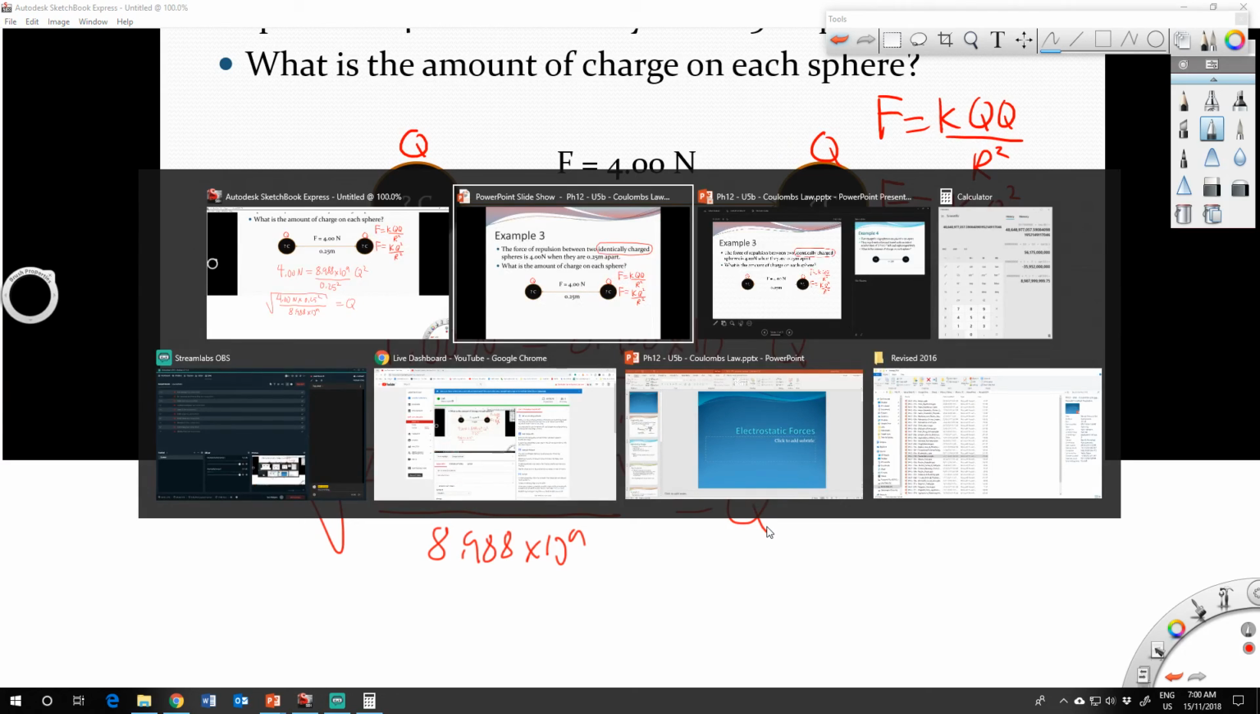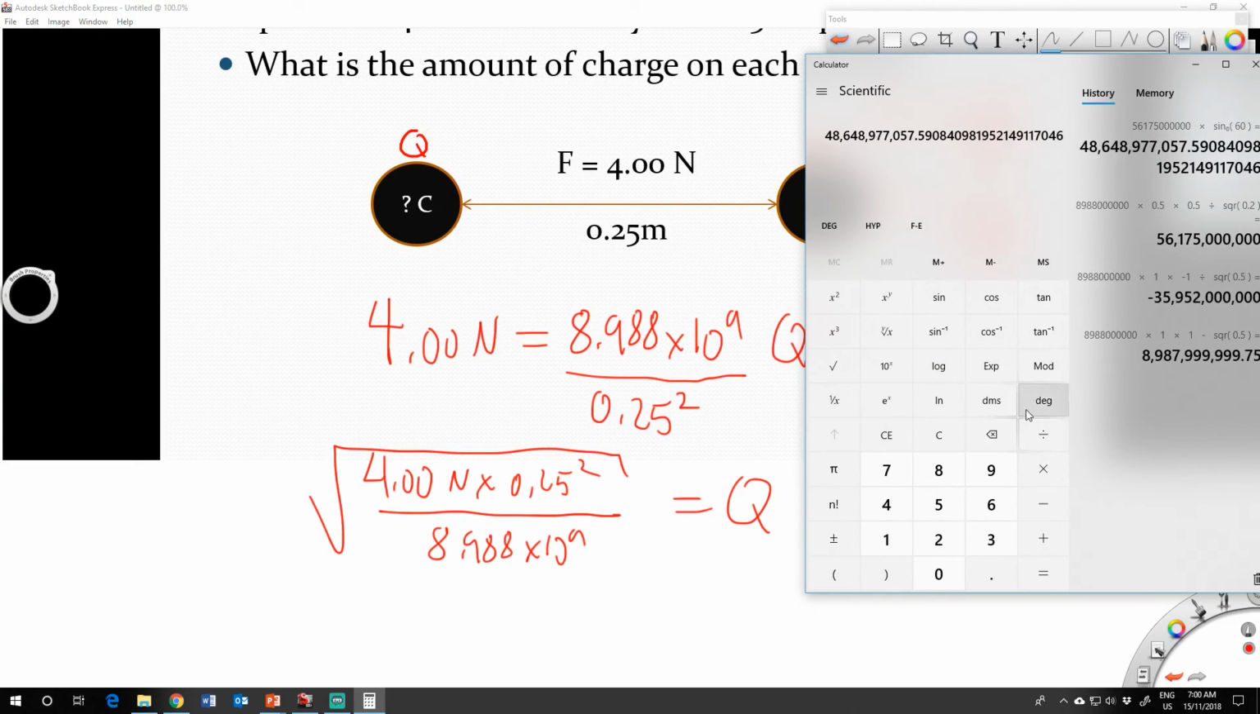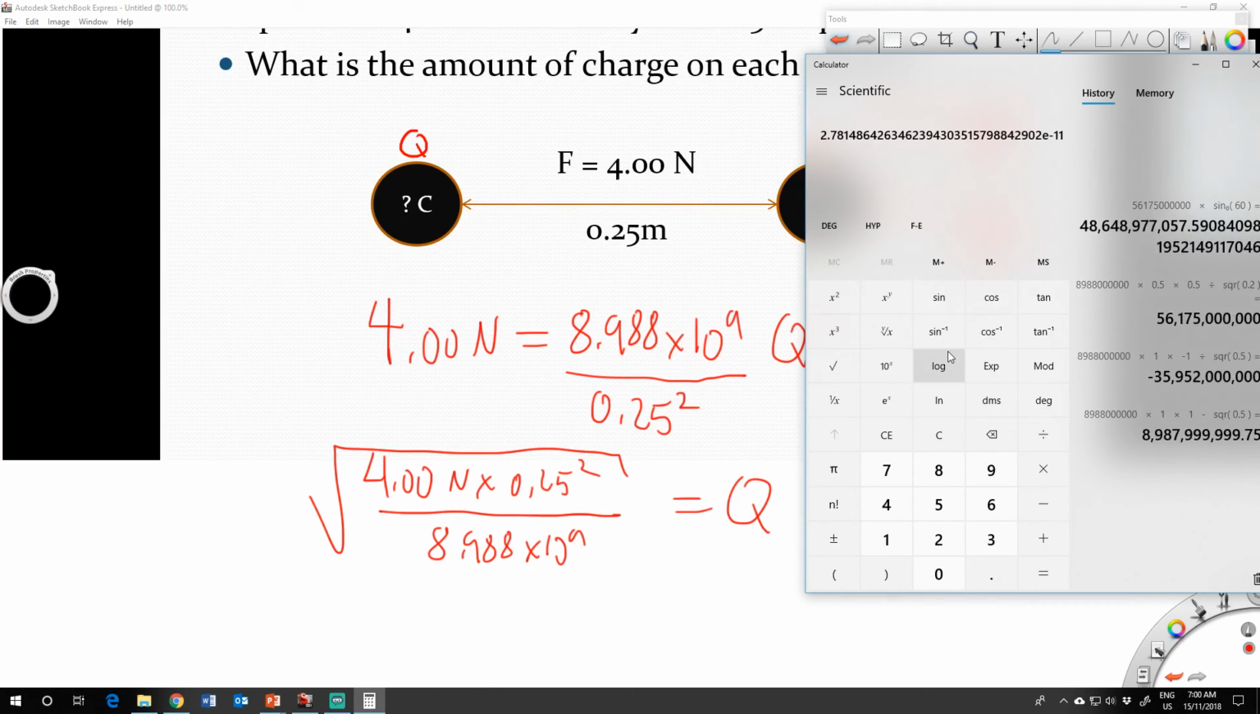All right, there's my calculator. I'm going to do this on this calculator. So I go 4 times 0.25 squared divided by 8.988 exponent 9. Okay, and then we'll square root that.